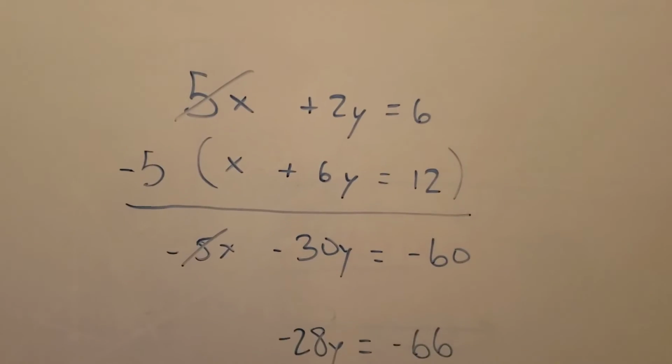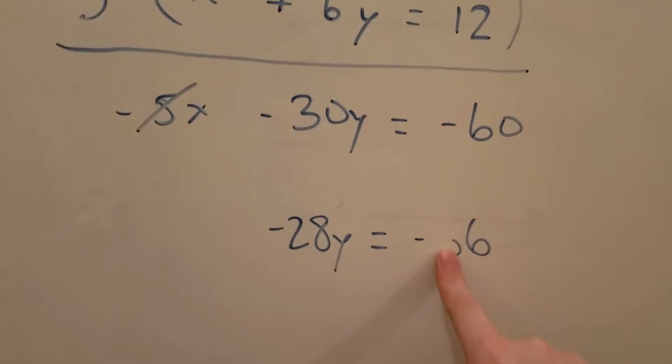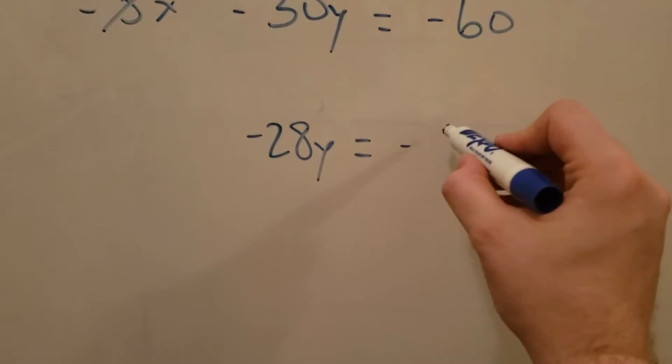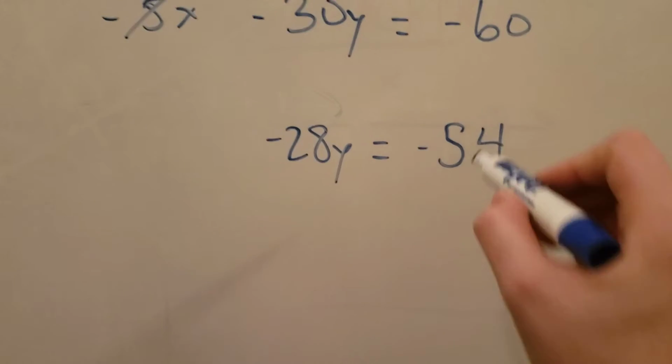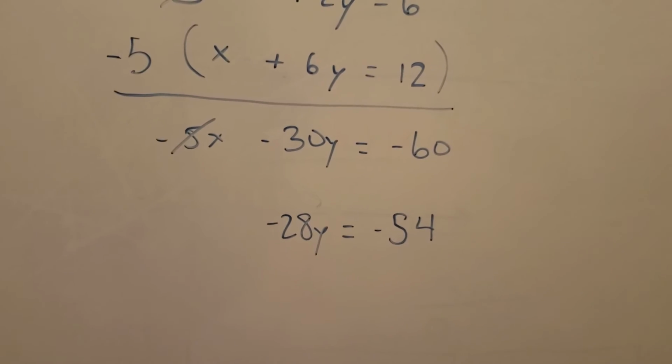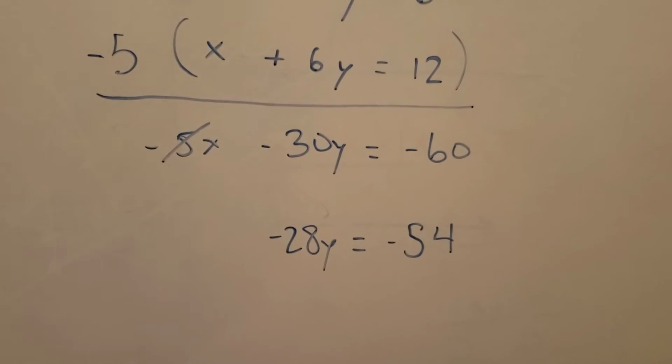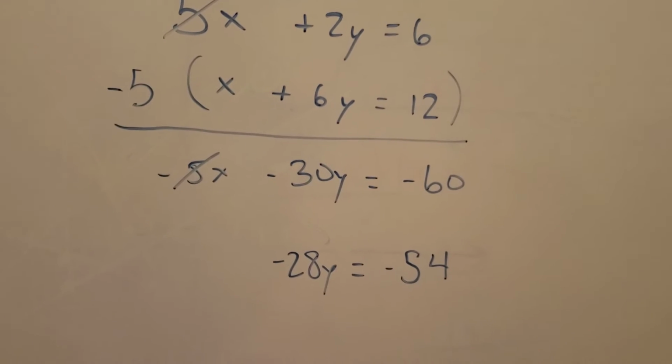So, hold on, 6 minus 60 is not negative 66. My apologies. 54, there we go. Sometimes it takes a few tries. All right. So now we can solve for y.